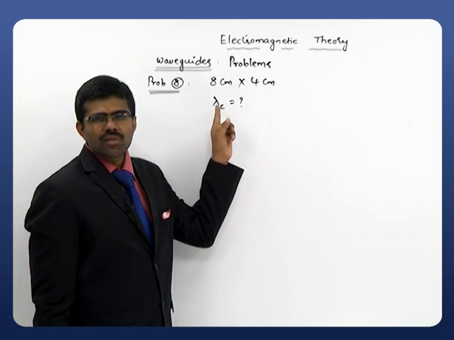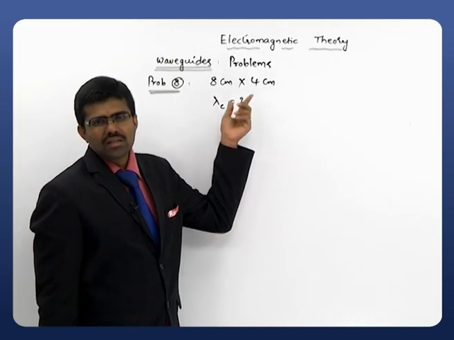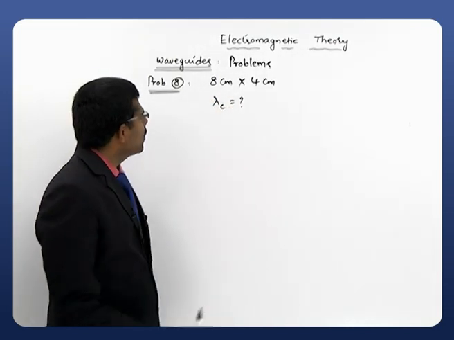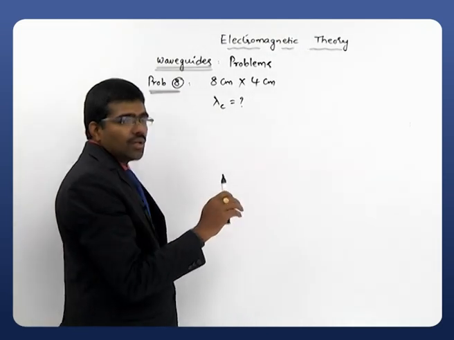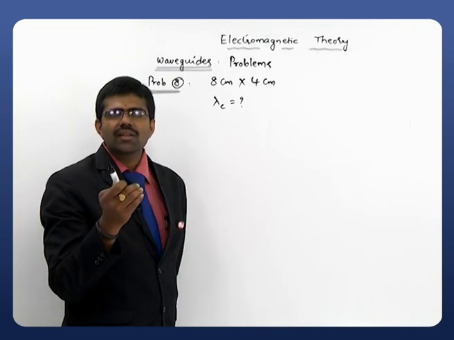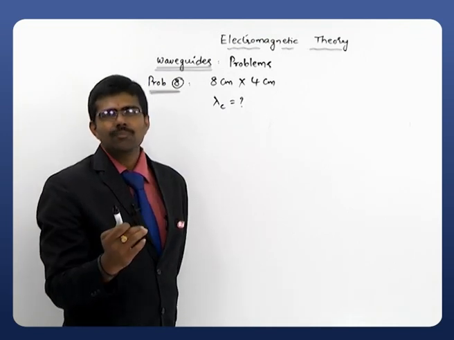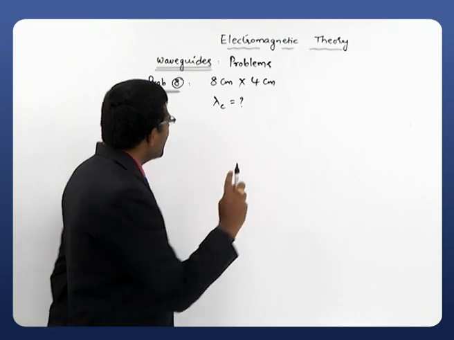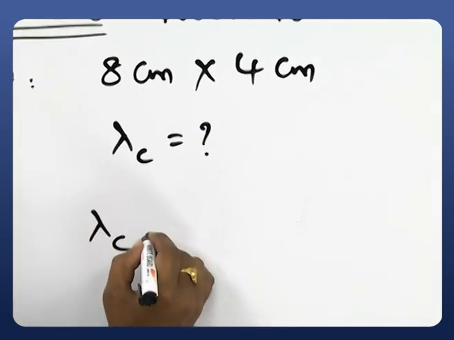We require the critical frequency or the cutoff frequency, whatever it may be. The notation is lambda c. Now we are supposed to calculate this lambda c. If you remember the formula for lambda c, no problem, directly you can use that. Otherwise you can calculate fc and from that fc obtain lambda c. Directly I will take the equation of lambda c. What is the equation of lambda c?